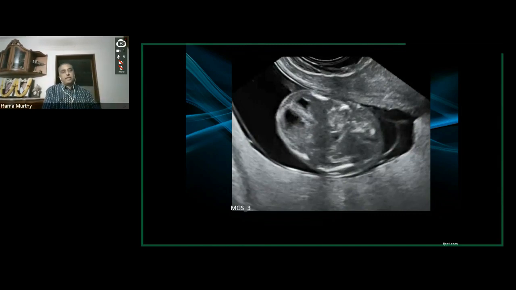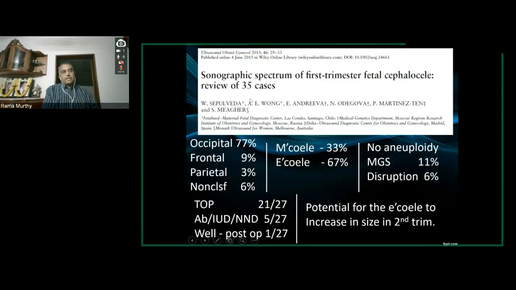Now, this is a study by Sepulveda's group, and they found that the occipital lesions were the commonest, of course, followed by a contribution by the frontal, parietal, and non-classified lesions. And encephaloceles are commoner than meningoceles, and of course 11% of the time they found Meckel-Gruber syndrome, amniotic bands in about 6% of the time, right? And most of them opted for a termination. 5 of them landed up as abortions, intrauterine death, or neonatal death. Post-op, doing well is only 1 out of 27.